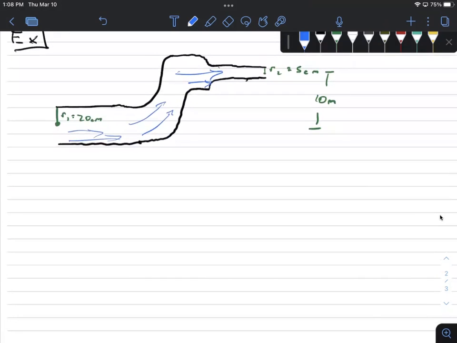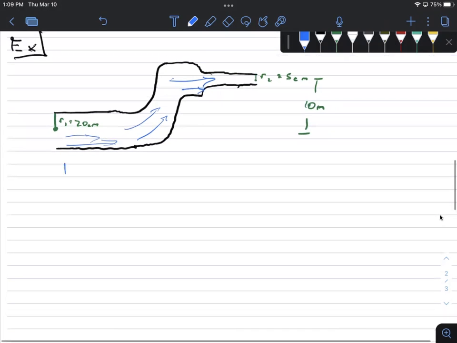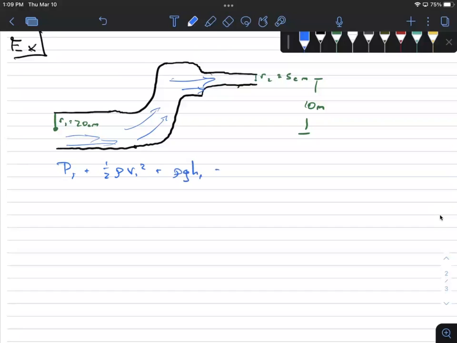Again, just like before, this is a Bernoulli problem. I've got a pipe system with a fluid flowing through the pipe. I'm talking about the pressures. So P1 plus 1/2 rho V1 squared plus rho G H1 is P2 plus 1/2 rho V2 squared plus rho G H2. Now, one more thing I need to give you is assume the velocity in the first part of the pipe is, let's make it 10 meters per second.